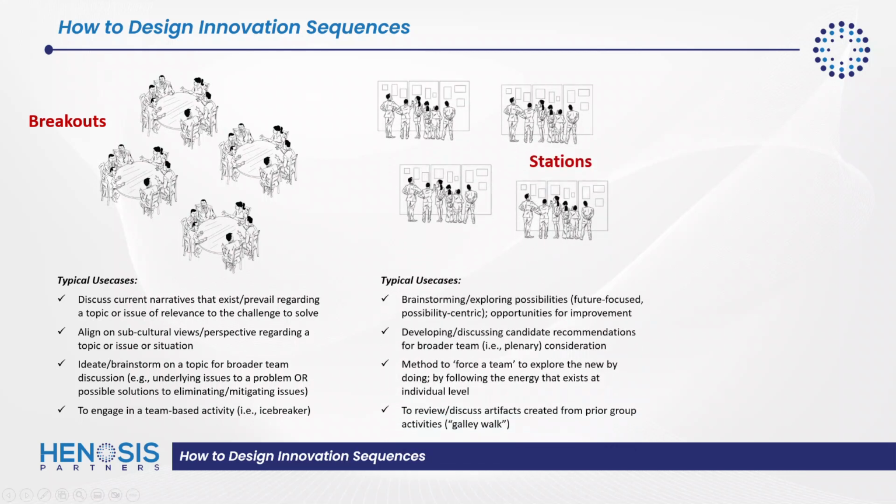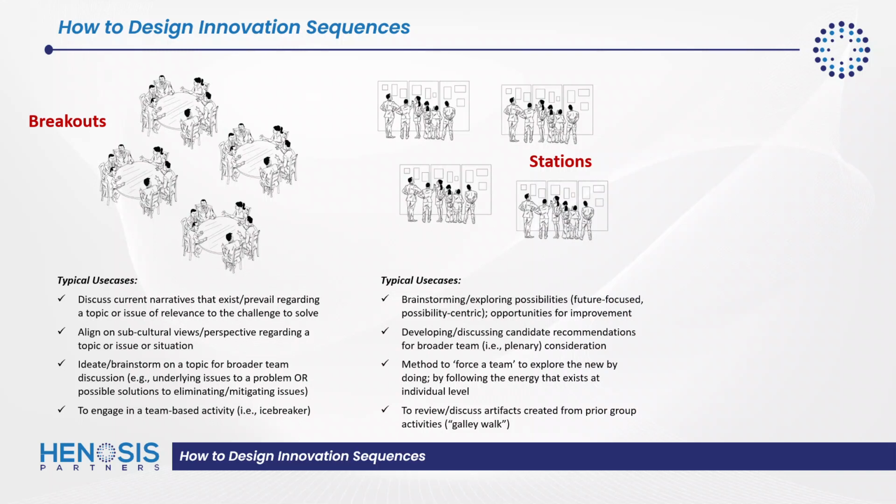As mentioned earlier, stations are often a very common type of breakout group when leveraging the open space technology method. With that method and with stations, some of the typical use cases include brainstorming or exploring future-focused, possibility-centric opportunities for improvement. We might use stations to develop and discuss some candidate recommendations for broader team consideration. Stations are also a good way to force a team to explore the new by doing, by letting people follow their own energy and what they're interested in and passionate about.